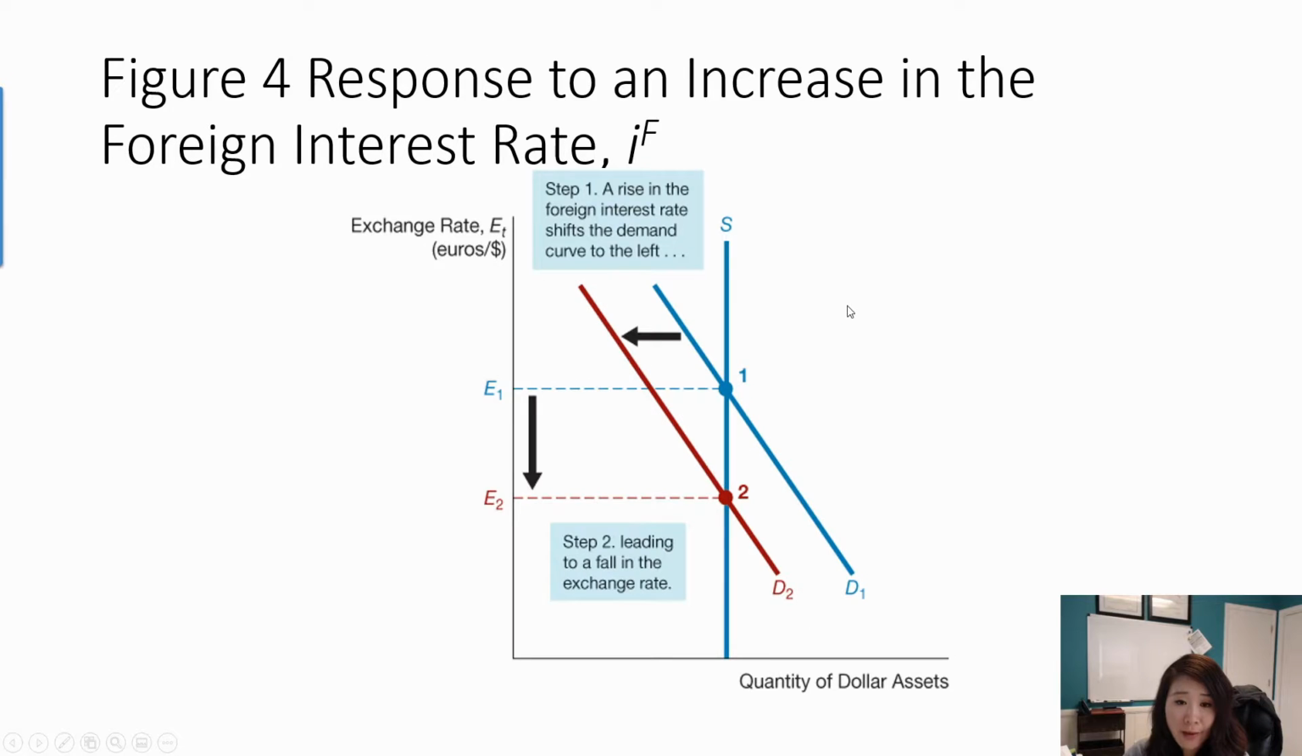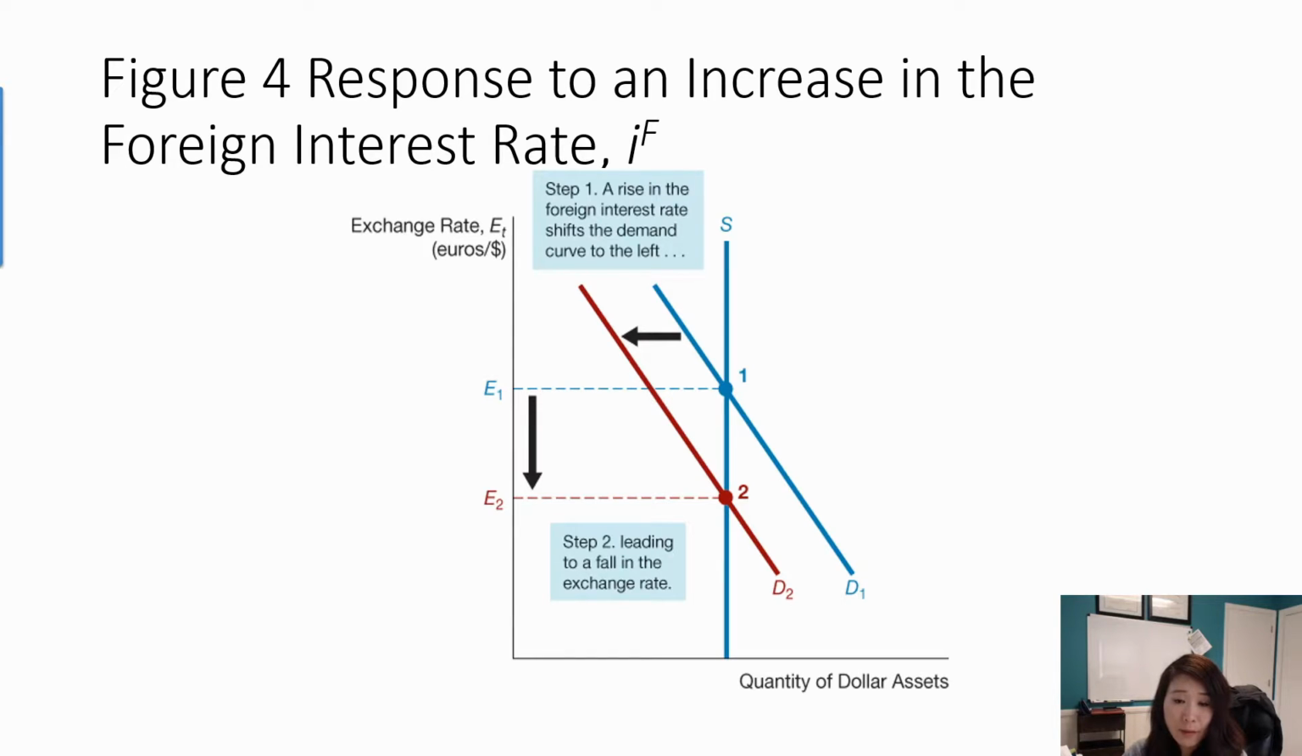Now look at the opposite situation, when the foreign interest rate goes up relative to the domestic interest rate. Holding the foreign asset is more valuable. So that's why the demand for the domestic asset, the dollar asset, will decrease when other countries' interest rates go up. We're going to see the demand curve shift from D1 to D2, and accordingly, the equilibrium exchange rate will change from E1 to E2. Actually, the domestic currency will be depreciated.